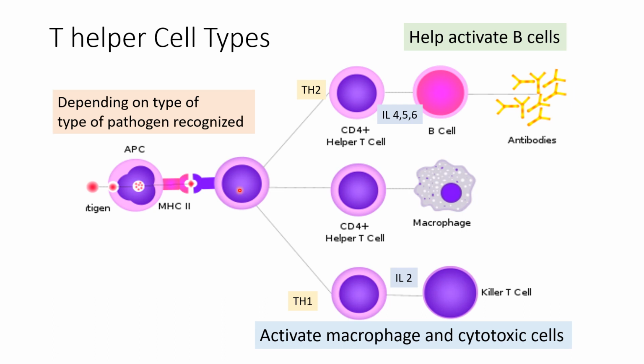Then we have helper type 2 cell, which is responsible for helping in activation of B cell, which is responsible for production of antibodies. And the interleukins responsible are interleukin 4, 5 and 6 secreted by helper type 2 cells, and then it is known by the name of TB cooperation.